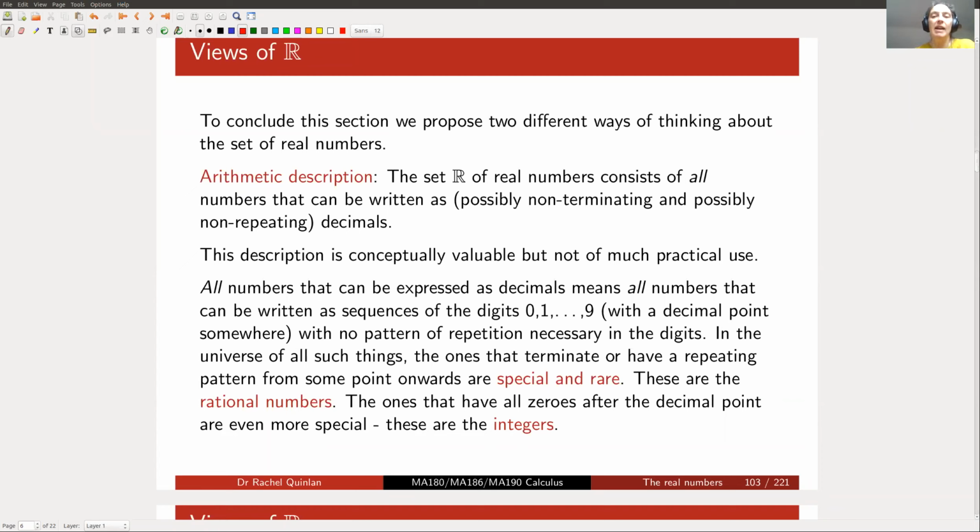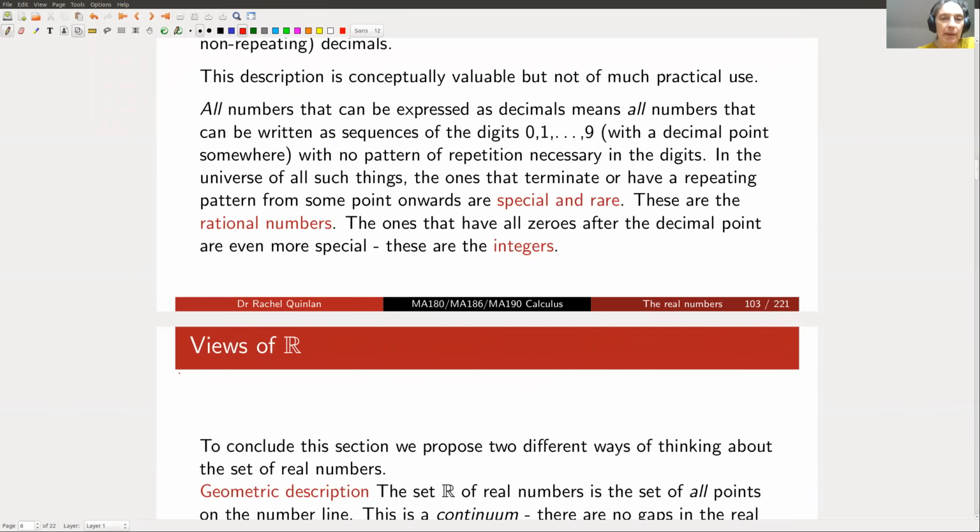So the remark is that amongst the universe of all these decimal representations, the ones that have a terminating pattern ending in an infinite string of zeros, or have a repeating pattern, are special and rare, and those are the ones that represent the rational numbers. One of the reasons I think this view is useful is that within this huge range of things, the rational numbers are special and rare. If you pick out one of these things completely at random, you don't really expect it to be rational. The ones that have all zeros after the decimal point are incredibly rare. Those are the integers. So that's one view.